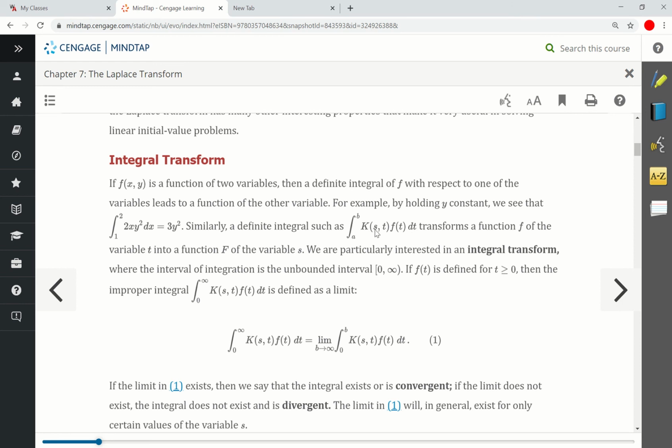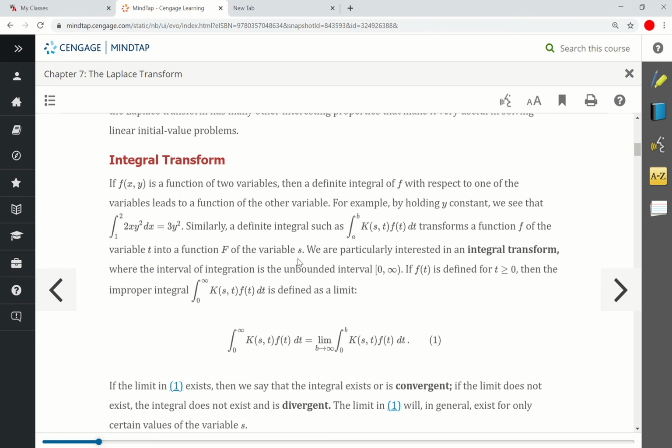So we would be holding the s variable constant, and as we just saw with the example a moment ago, what this will ultimately lead us to is some function of the variable s, in other words, the one that was held constant. So this transformation is going to transform the function little f, which is our input this time, of the variable t, into a function, let's call it capital F, of the variable s.